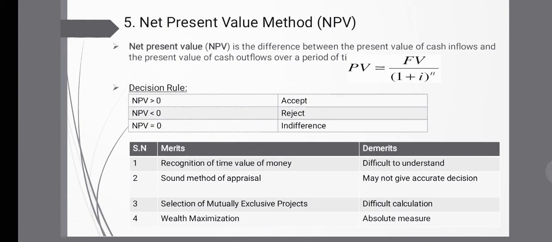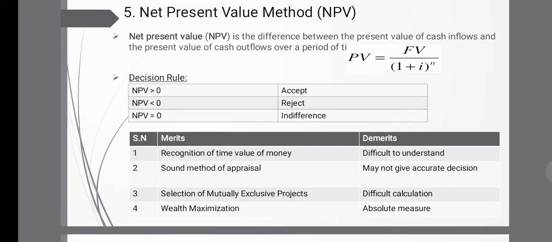Now the NPV method, net present value method, is the difference between the present value of cash inflows and the present value of cash outflows over a period of time. Present value is equal to future value divided by (1 plus i) whole to the power n, and we have already discussed this when we were discussing discounting. The decision rule is: if NPV is more than 0, you accept the project. If NPV is less than 0, you reject the project. And if NPV is equal to 0, it is indifferent whether you accept or reject the project.